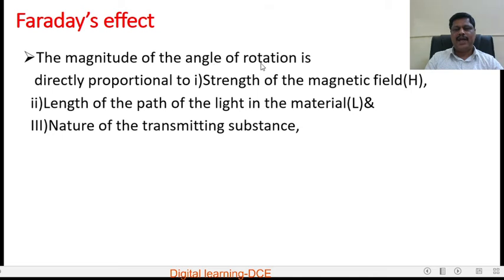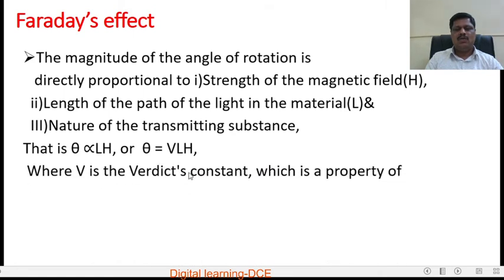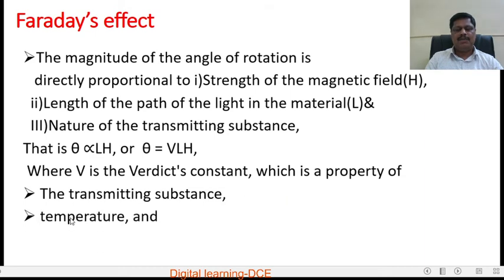So the magnitude of the angle of rotation is directly proportional to the strength of the magnetic field H, the length of the path of the light in the material L, and depends on the nature of the transmitting substance. So theta is proportional to H and theta is proportional to L. That is, theta is proportional to LH, or theta is equal to VLH, where V is the Verdet's constant, which is a property of the transmitting substance, the temperature of the substance, and the frequency of light. This is about the Faraday effect.